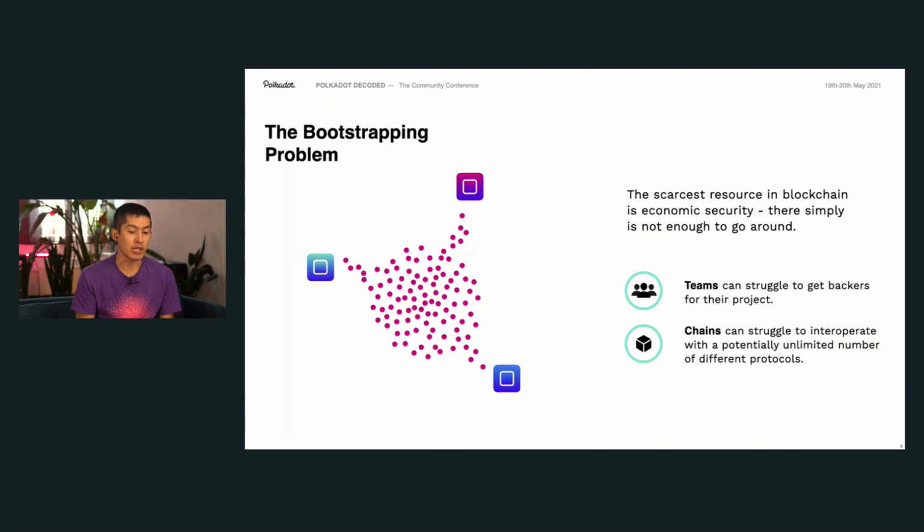But the multi-chain future is not an easy one to reach. There's ultimately a bootstrapping problem. The blockchain community today is not that big yet, and each new layer 1 blockchain that goes live pulls from the same pool of people to try to build up support. Teams can struggle to get backers for their project and recruit node operators that secure their chain, and the chains themselves have to struggle to support interactions with existing and even future blockchain systems. It's a problem that's very hard to solve.